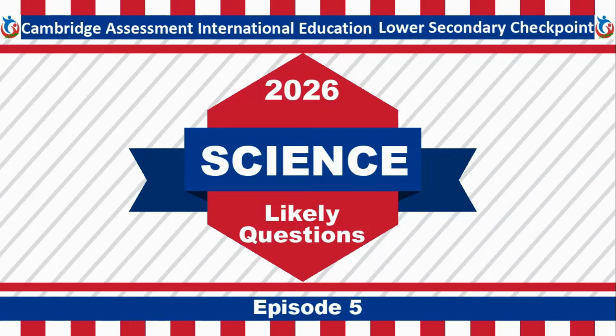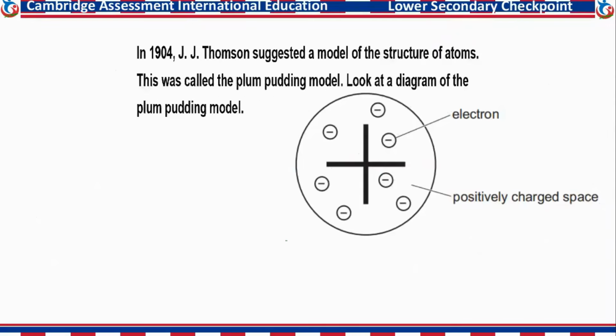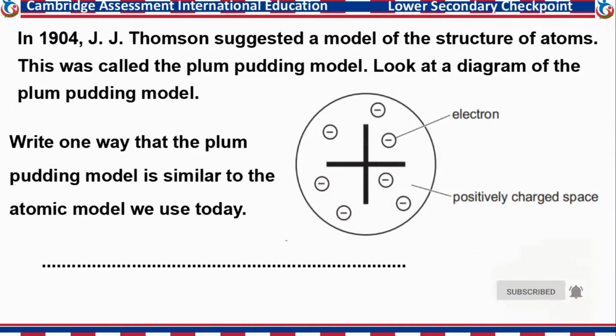This is part 5 of our likely questions. So we just dive right into our first question. It says, in 1904, JJ Thomson suggested a model of the structure of atoms. This was called the Plum Pudding Model. Look at the diagram of the Plum Pudding Model. Write one way that the Plum Pudding Model is similar to the atomic model we use today.